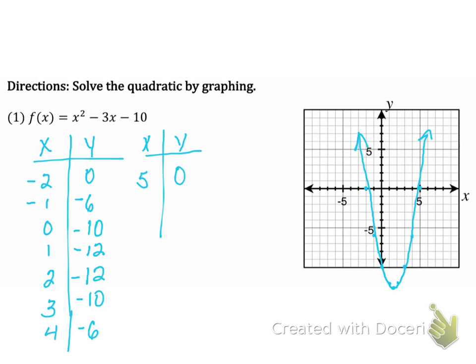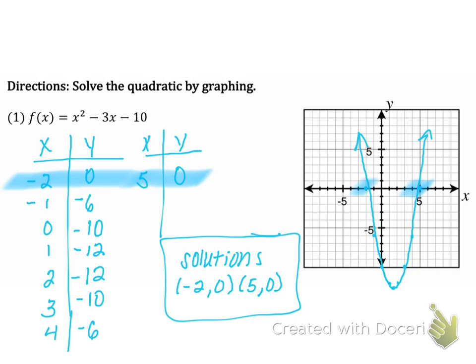So my solutions, remember, are where my graph crosses the x-axis, so those are going to be the 2 points there. You can see them in your table or on your graph. So my solutions are -2, 0, and 5, 0.